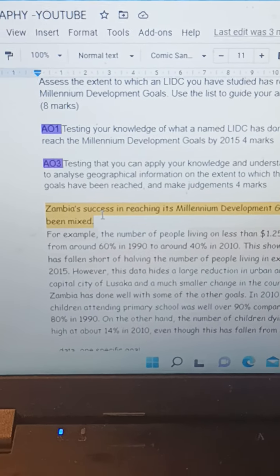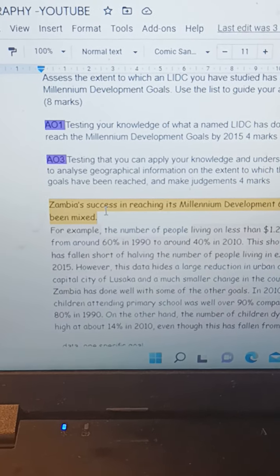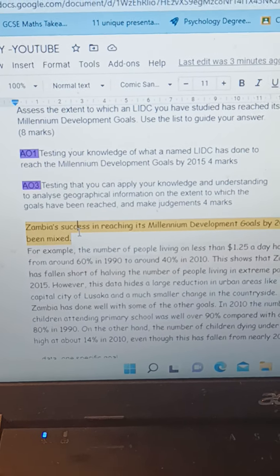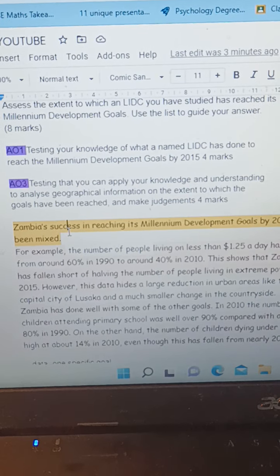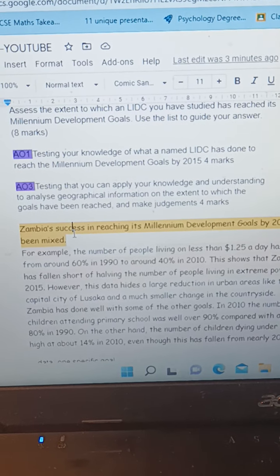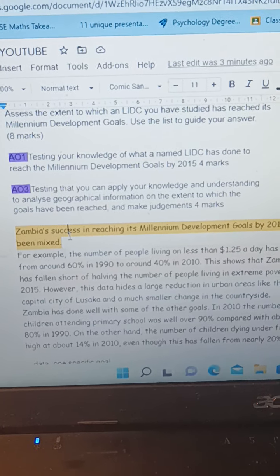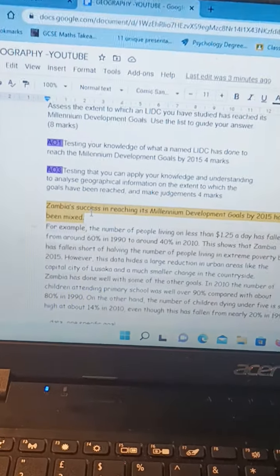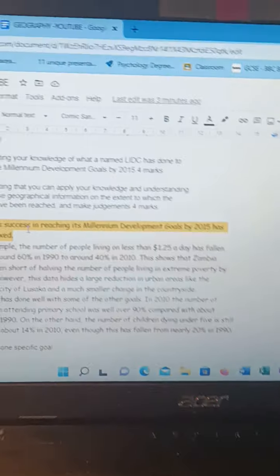This question involves two assessment objectives, AO1 and AO3. AO1 is mostly about testing your knowledge, and AO3 is mostly about applying your knowledge and understanding. So you've got 4 marks for the pair of them, so it's split. AO1 would mostly be seen in the point.